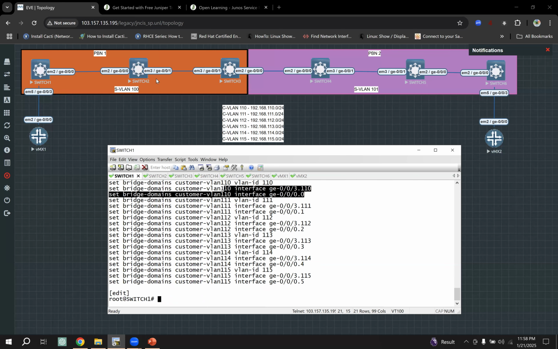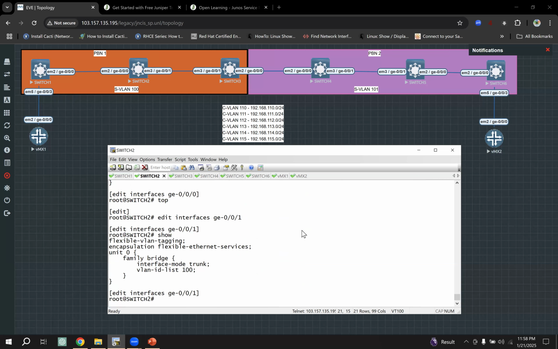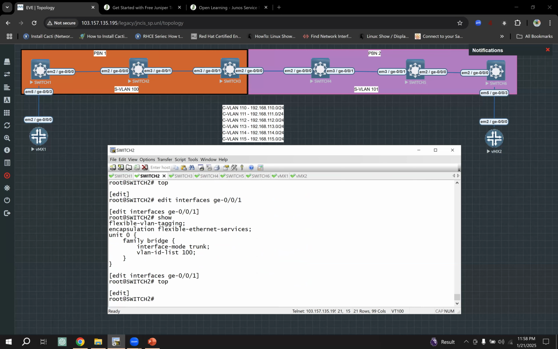But in Switch 2, this is very straightforward. Just allowing the VLAN ID 100 in ge-0/0/0, and also allowing the S-VLAN ID 100 in ge-0/0/1. This is a very straightforward configuration in Switch 2.